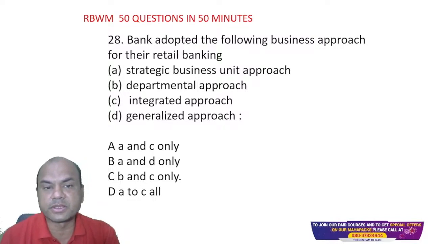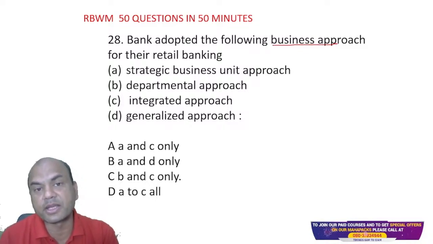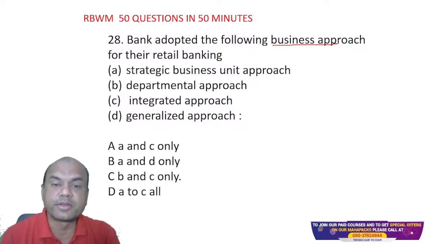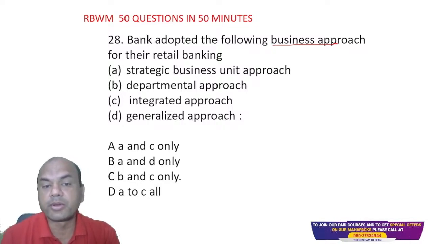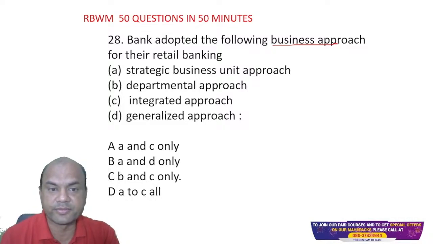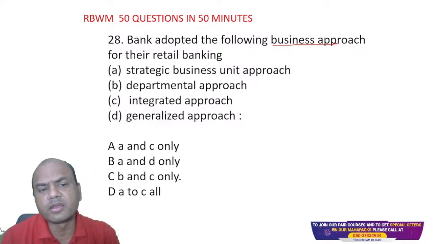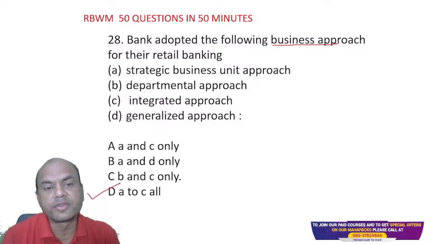Banks have adopted the following business approach for retail banking. Which is the business approach banks have adopted? Bank means it can be a private bank, a nationalized bank, or a cooperative bank. The options are SBU, strategic business unit, departmental, integrated, or generalized. Which of the approaches are followed by the banks? All of the above? But there's no option of all of the above, because it is not actually all of the above. The correct answer is only D, A to C all: SBU, departmental, integrated. There is nothing called a generalized approach.